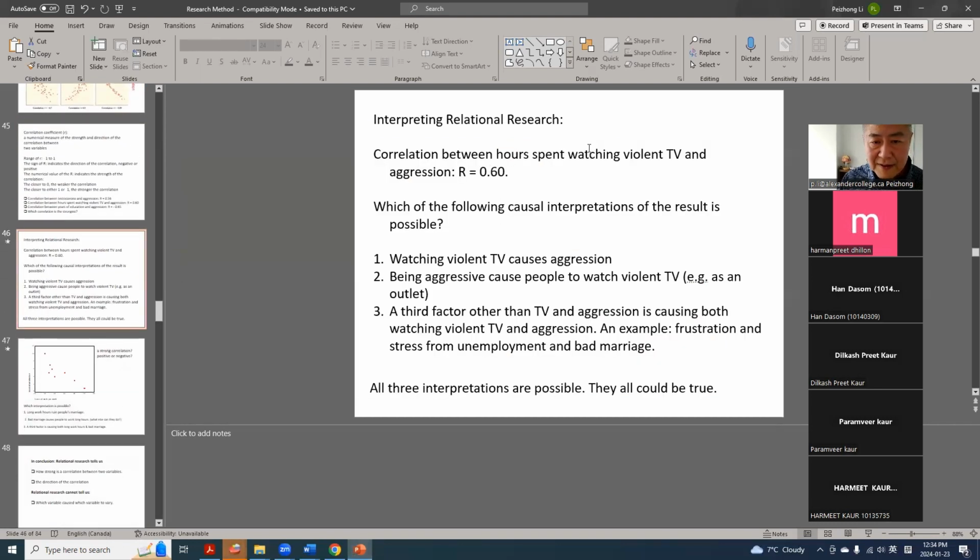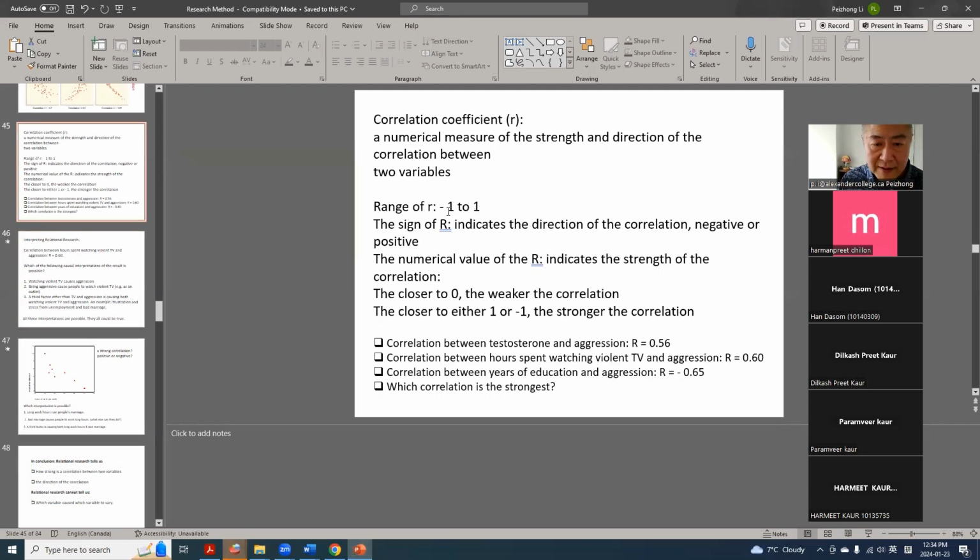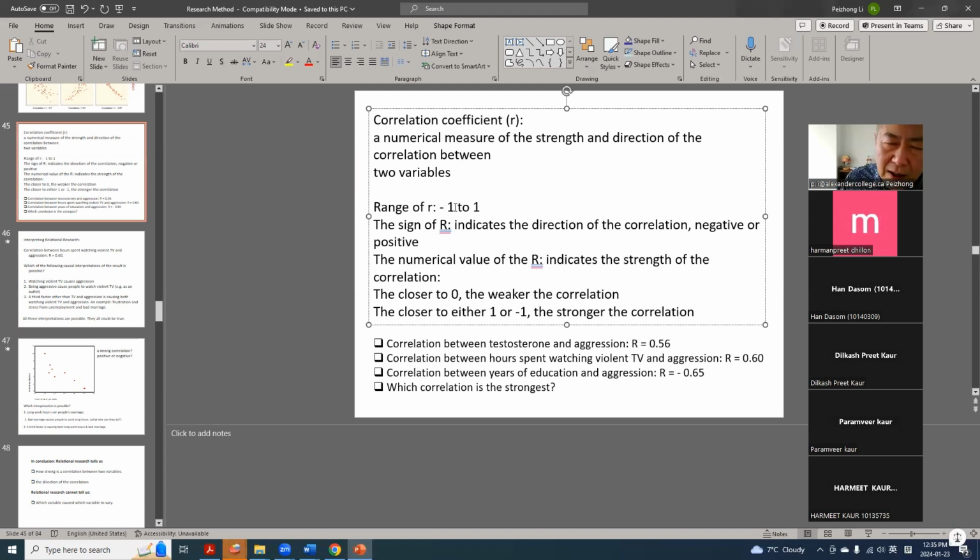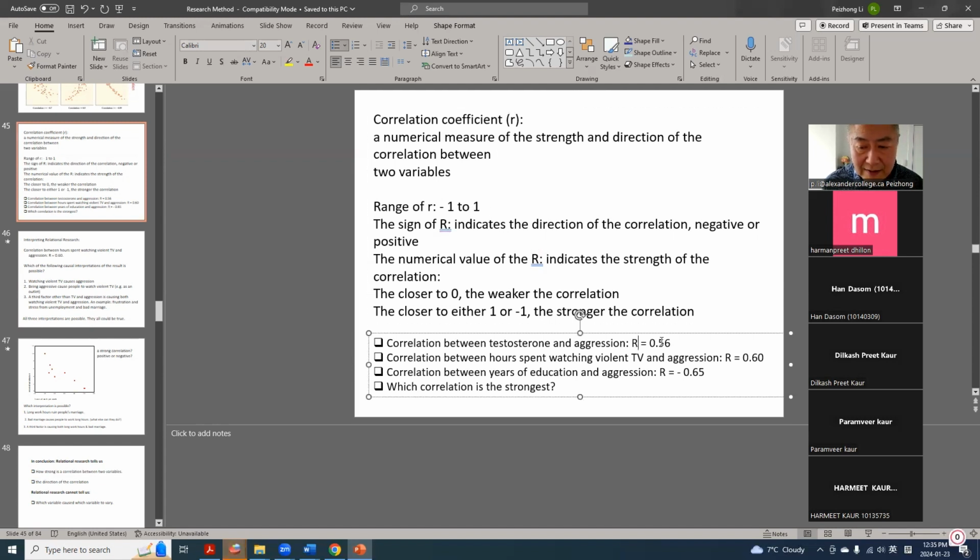The correlation coefficient has a range from -1 to +1. The closer to -1, the stronger. The closer to +1, the stronger. The closer to 0, the weaker. So that's the range of correlation.